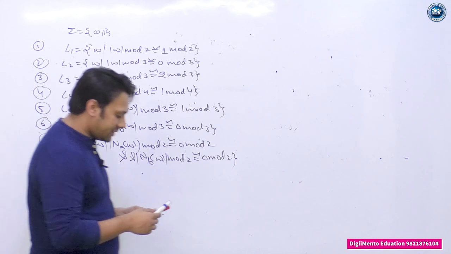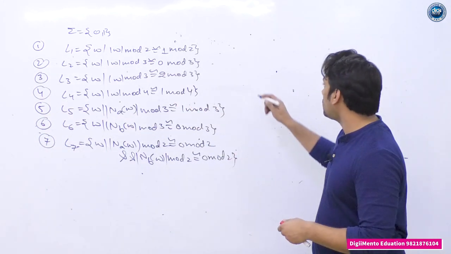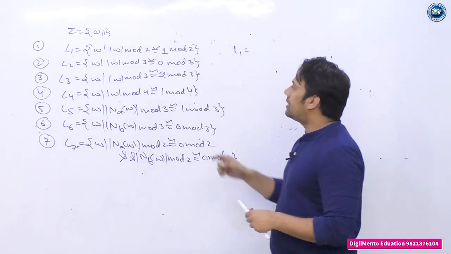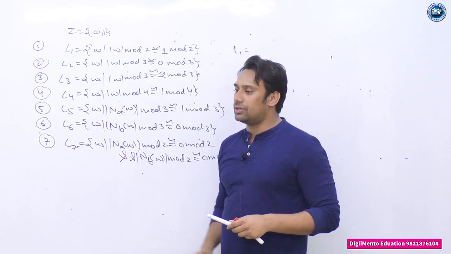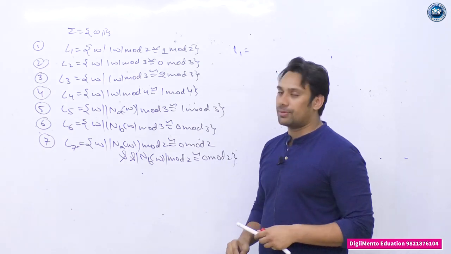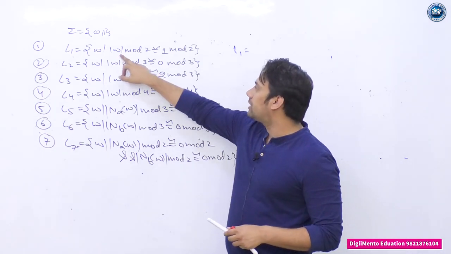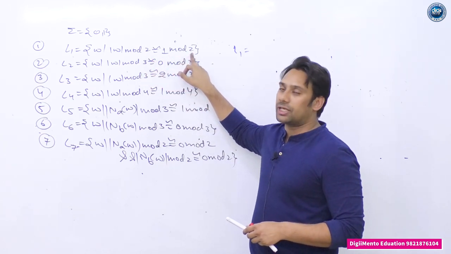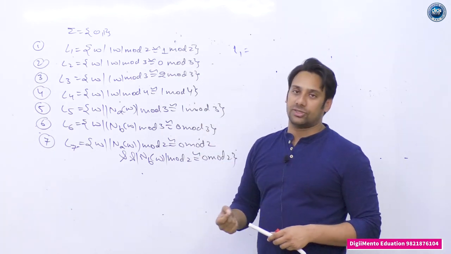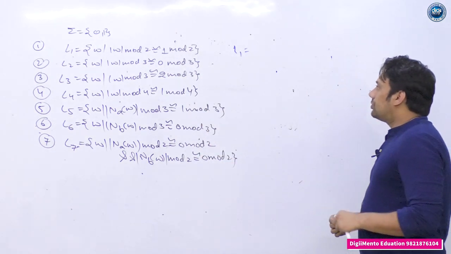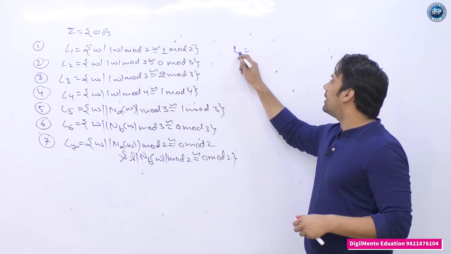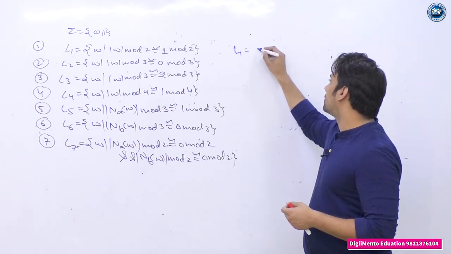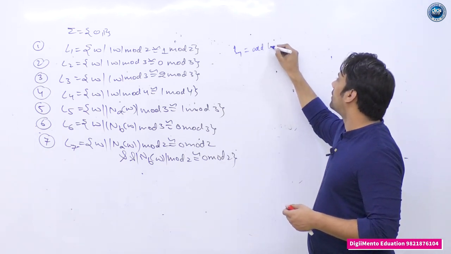So the first problem, L1, says that the length of the string should be odd. If you divide the string length by 2, the result should be equal to 1 mod 2, that is, the remainder should be equal to 1, right? So in the first language L1, it means it is an odd length string. The strings should be odd length.